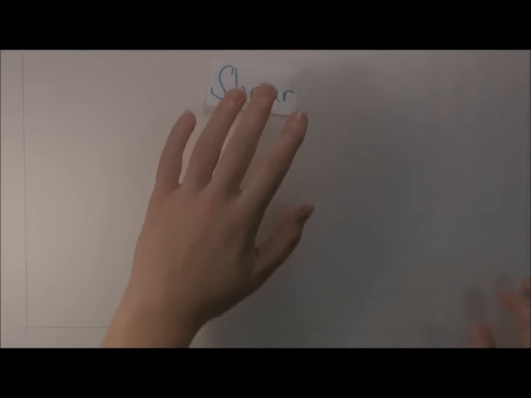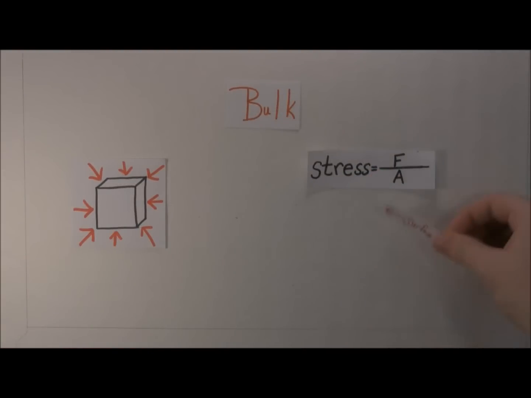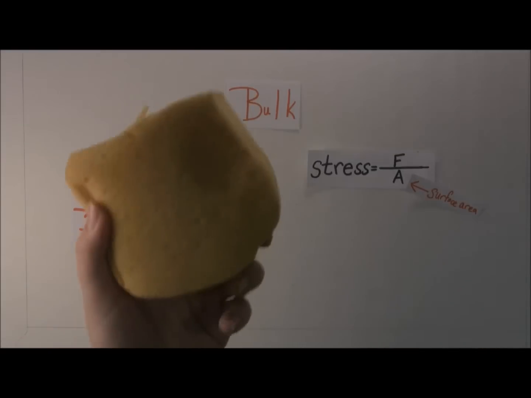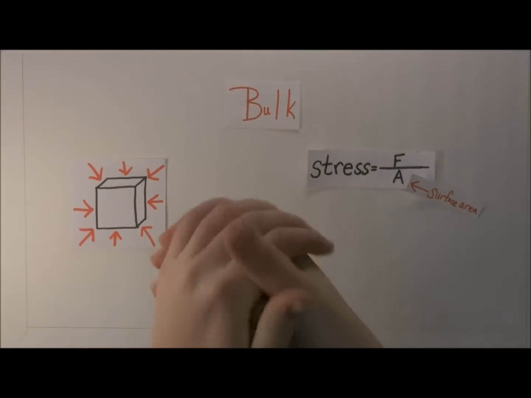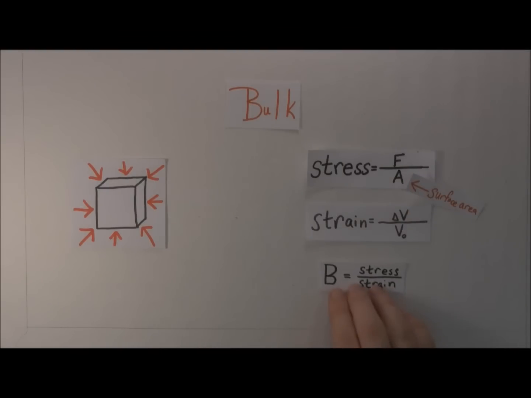The last kind of stress is bulk stress. This is when something is being compressed from all sides, so it shrinks, like taking a sponge and squeezing it to make it smaller. In this case, strain is the change in volume over the original volume. And of course, the bulk modulus is the ratio of stress to strain.